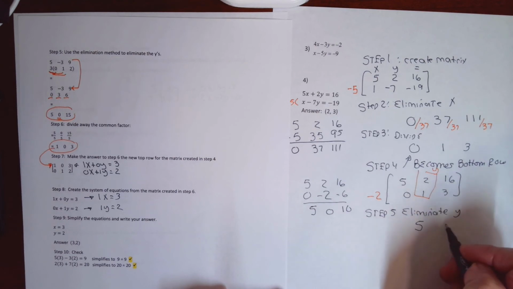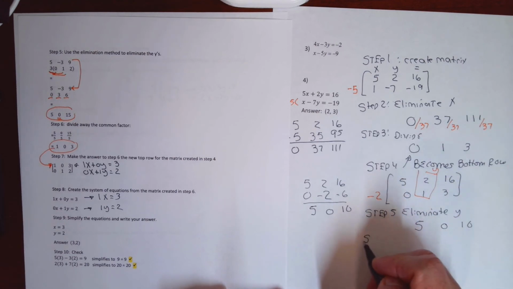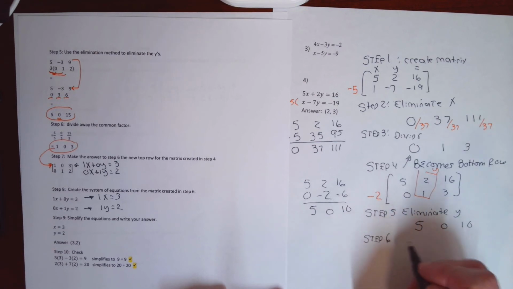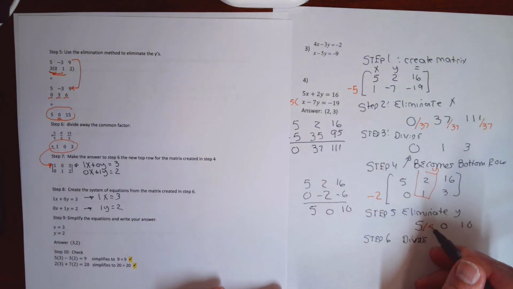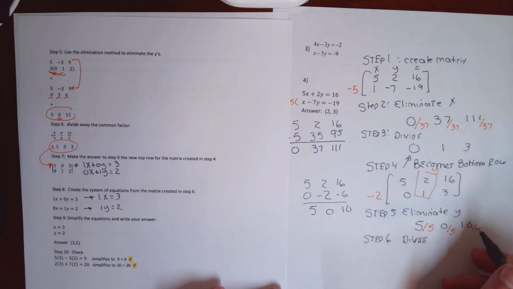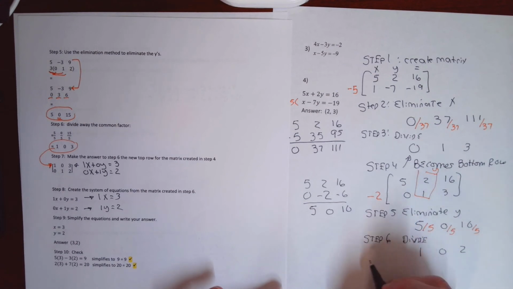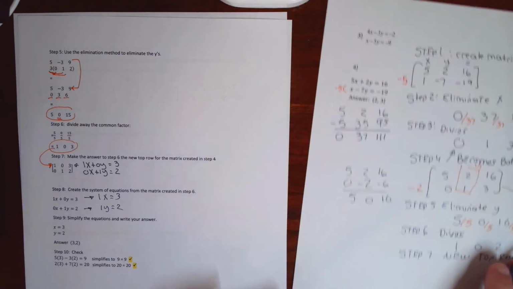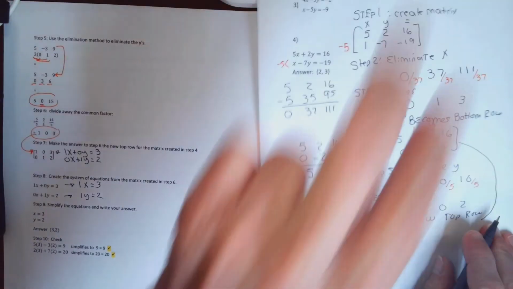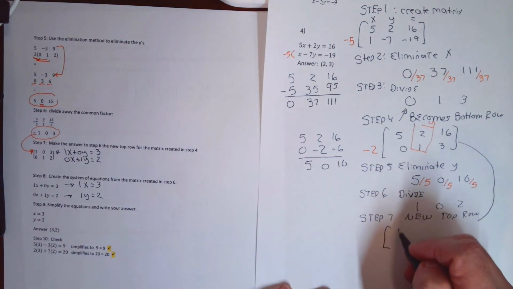That's the end of step 5. Step 6 is to divide. I'm going to divide this by 5, that by 5, and that by 5, and get 1, 0, and 2. Step 7, I get a new top row. So for this matrix, its top row is now going to become 1, 0, and 2. And I'm basically done at this point.